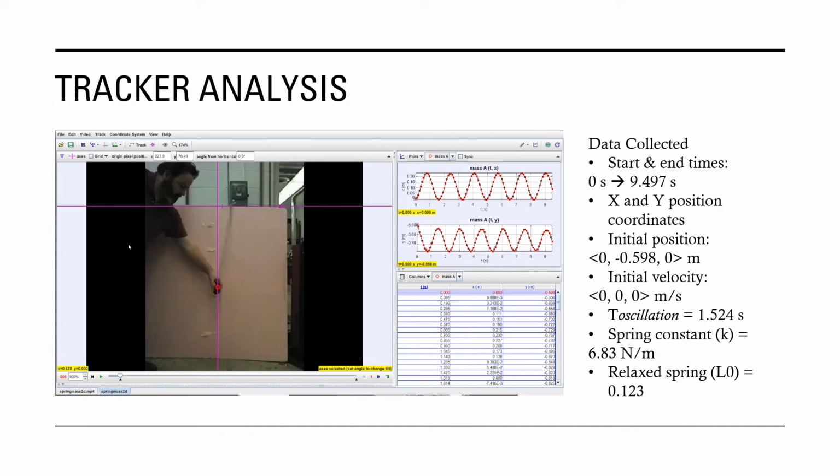So this is what the Tracker video looks like. I imported the video to Tracker. I mapped the mass's positions, and from that I got the start and end times. We got the X and Y position coordinates, the initial position, the initial velocity, and then we also have the oscillation period T, but that was also given along with the spring force constant and the L naught.